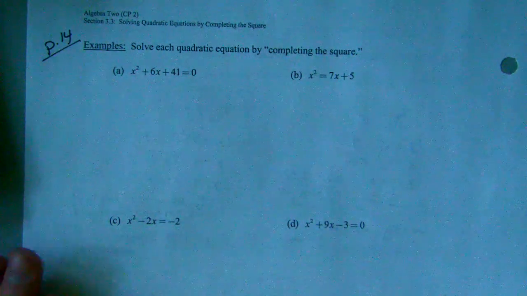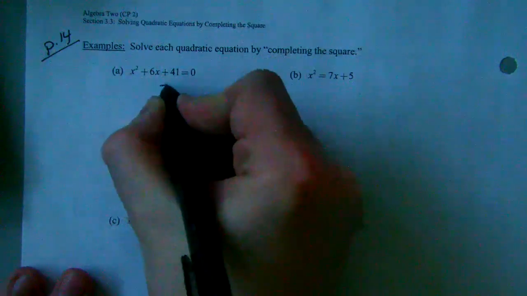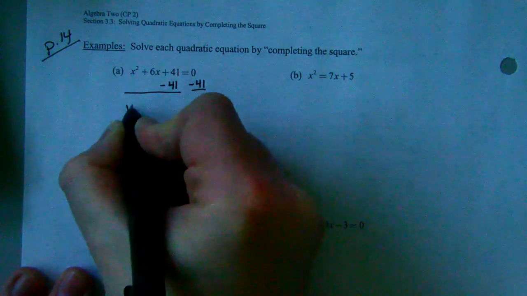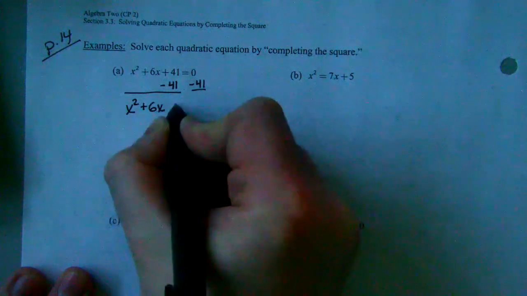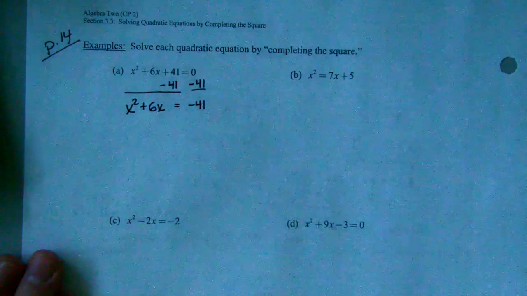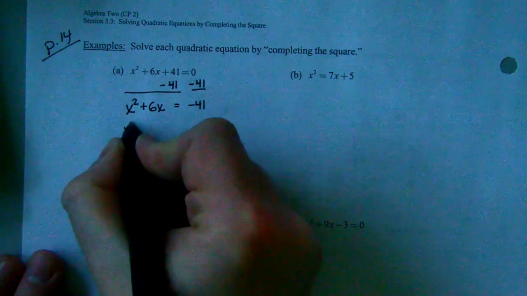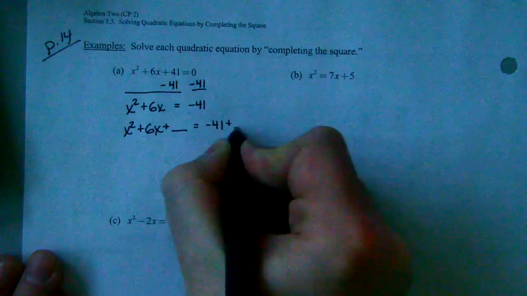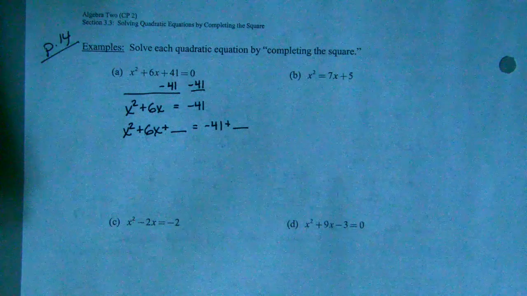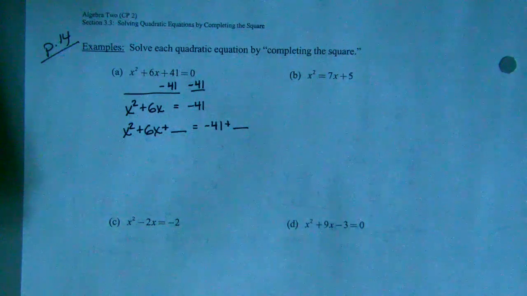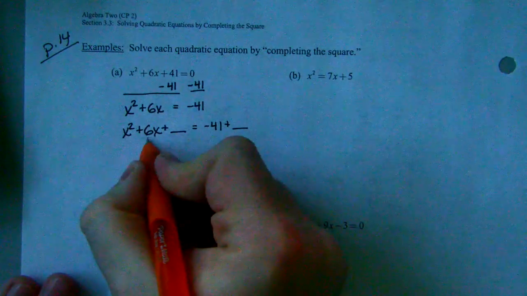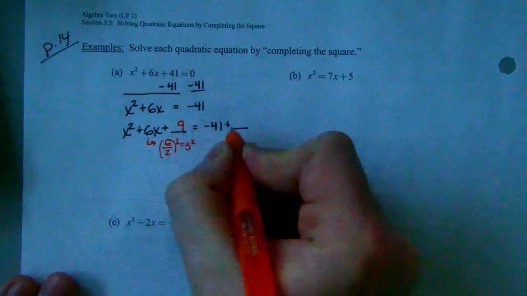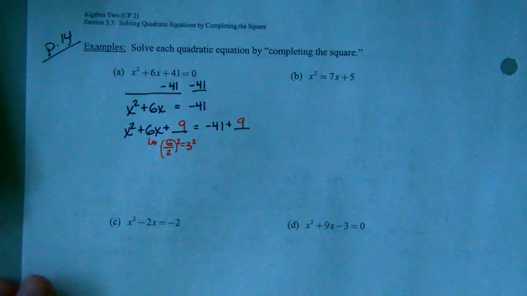Letter A. We need to get the x's on one side, the constant on the other, so I'm going to subtract 41 from both sides. Minus 41, minus 41. x squared plus 6x equals negative 41. I then have to add something to both sides. x squared plus 6x plus something equals negative 41 plus that same something. Can you tell me what we're going to add to both sides? Well, half that middle number, half of 6 is 3, squared gives us 9. I'm going to stick a 9 on the left and a 9 on the right.